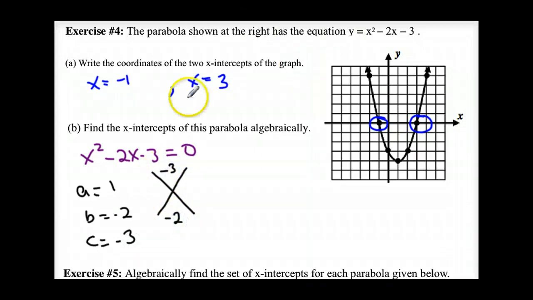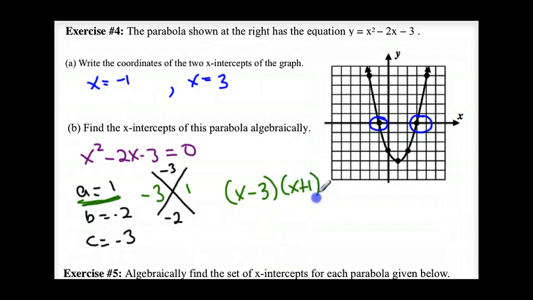So I want to find two numbers. When I multiply them, I get -3, and when I add them, I get -2. Those numbers are -3 and 1. Since a is equal to 1, I can just write these factors out. x minus 3 and x plus 1 equals 0.